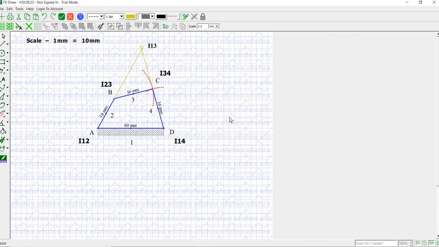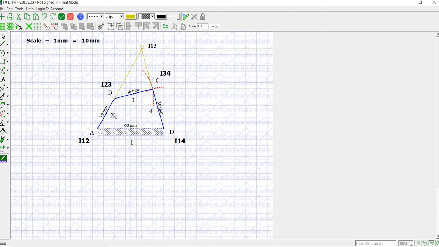Okay, so now we have one more remaining, that is I24. All 5 out of the 6 we have located. Now the remaining is I24. For that, what we will choose is the links 2, 3 and 4 and 2, 1 and 4.